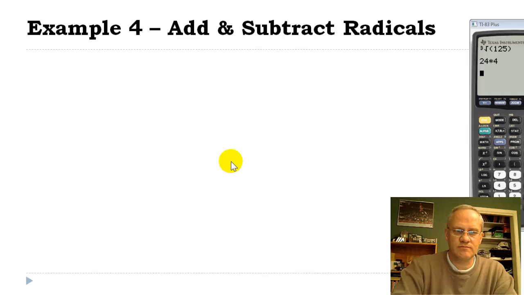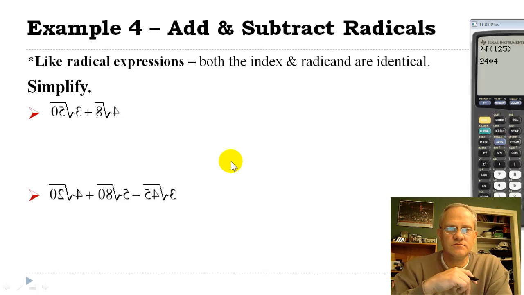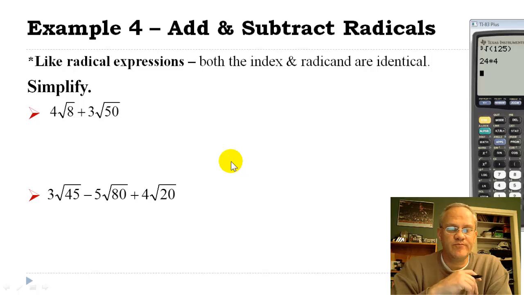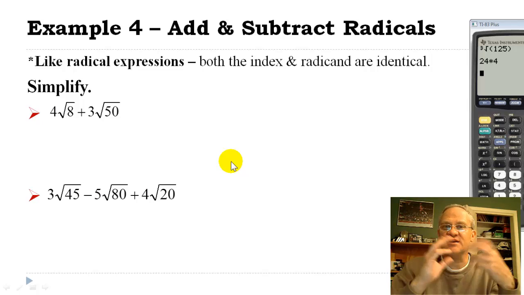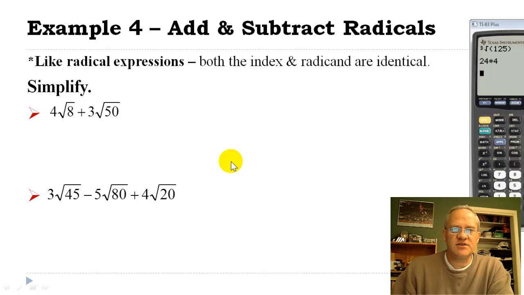All right, moving on. Adding and subtracting now. Okay, this is actually not too difficult. It works just like you would have a variable. Remember how we talked about like terms? If you have 4x plus 5x, it's 9x. Well, basically what we're looking for to add and subtract are like radical expressions. So basically that means the square root part or the cubed root part, I don't have an example for cubed root, but the square root part or the cubed root part or the fourth root part has to be exactly the same. If they are, you can just add the numbers out front. Okay?